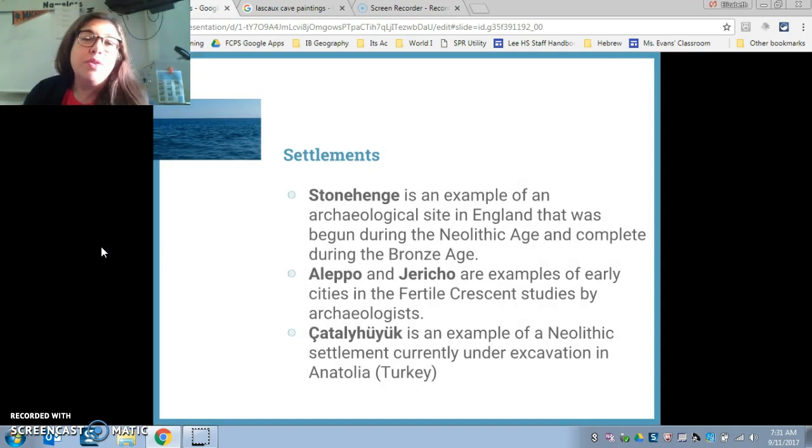So, to review, Stonehenge is an archaeological site in England. It was started during the Neolithic age. Aleppo and Jericho are two of our earliest cities. They were centers of trade and agriculture. And Çatalhöyük is a site of Neolithic settlement with a large center of agriculture and with a unique building style. It is still currently under excavation in modern-day Turkey.